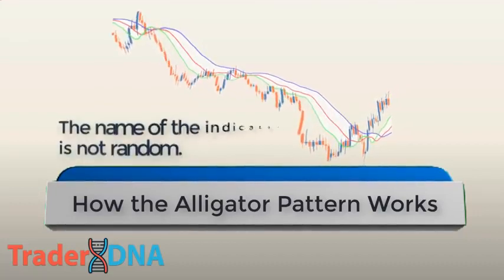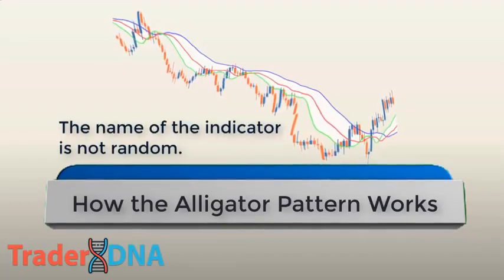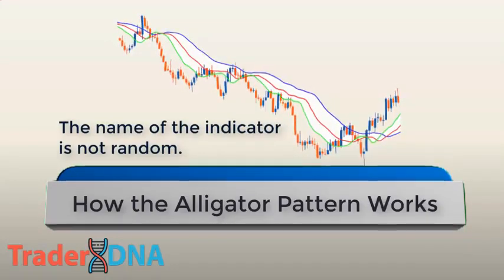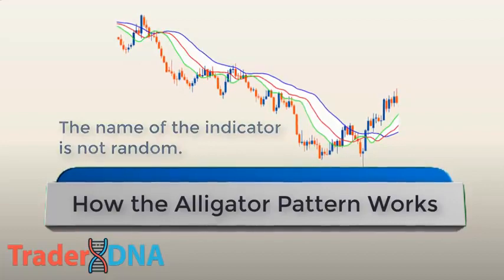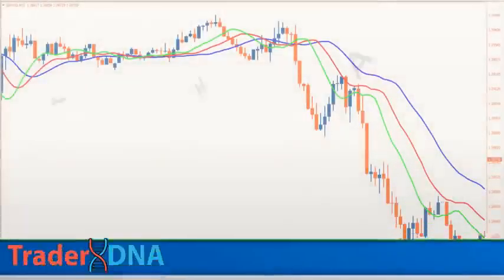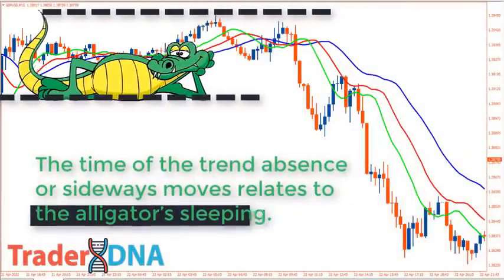The name of the indicator is not random. Bill Williams created the analogy with the alligator to describe the behavior of the market according to the phases of the alligator's daily routine. For example, the time of the trend absence or sideways moves relates to the alligator's sleeping.